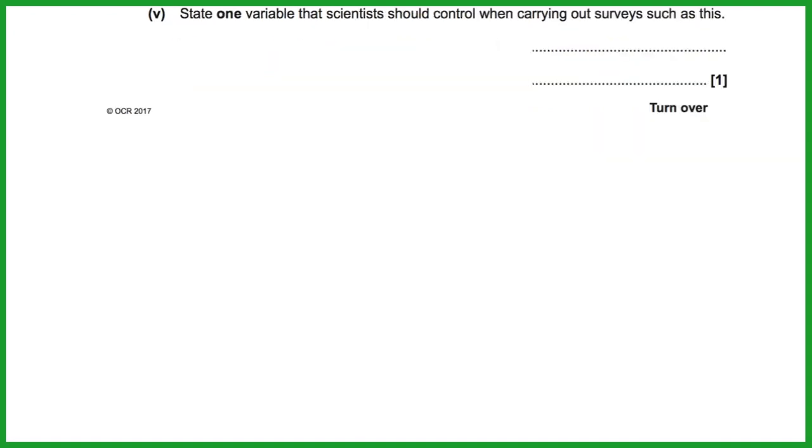So state one variable that scientists should control when carrying out surveys such as this. So put yourself in the position of a scientist who was carrying out a survey of butterfly numbers. Hopefully you'd think, well, I'll do it at about the same time of year each year. I'll do it at the same time of day, because the seasons and also the time of day are going to affect the number of butterflies that are in the area.